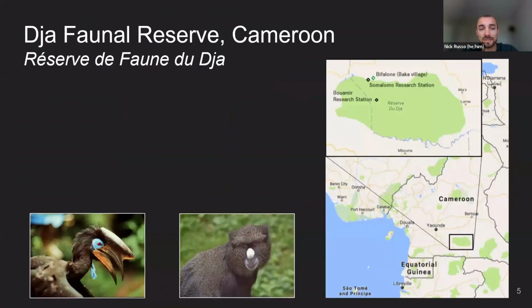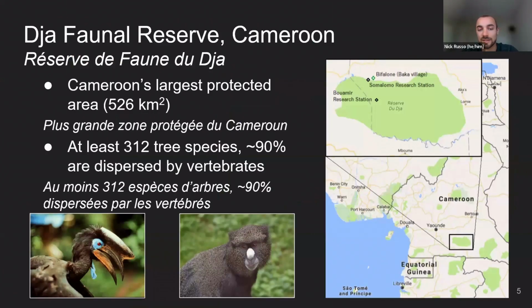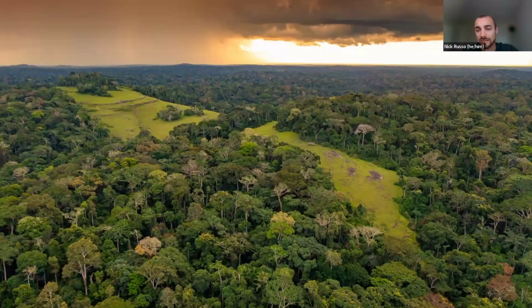Now, the setting for this research was the Jah Faunal Reserve in southern Cameroon. It is the largest protected area in the country, and it's home to over 300 tree species, the majority of which are dispersed by vertebrates. So, as you can imagine, animals have an outsized impact on the vegetation structure of this region and this protected area in particular. So here is a drone image that gives you a sense of what the landscape looks like.